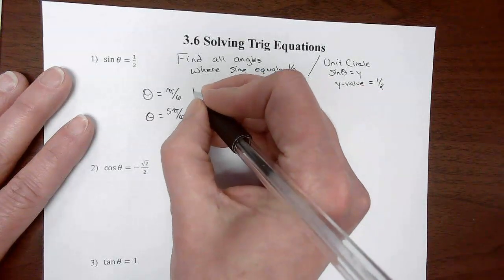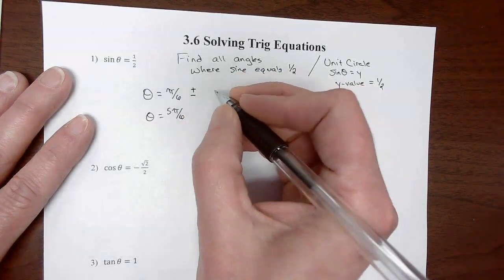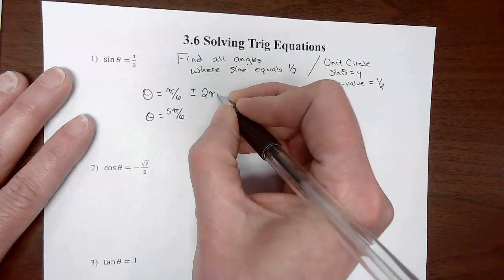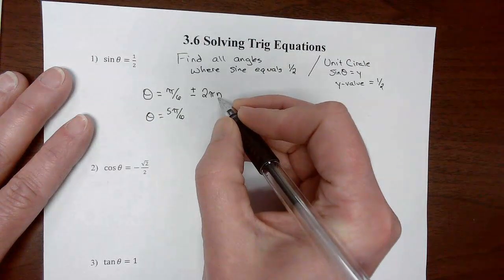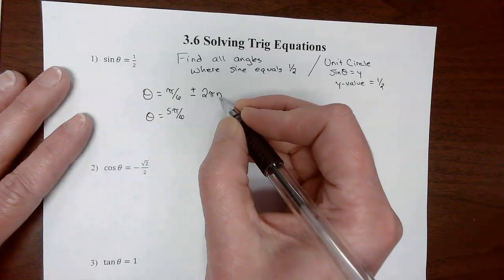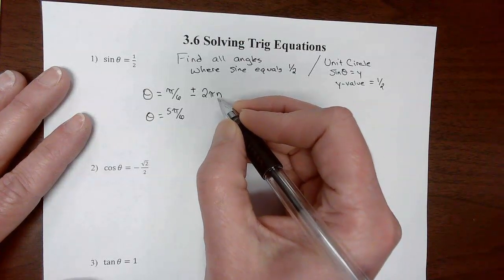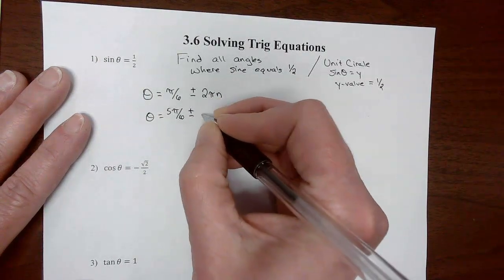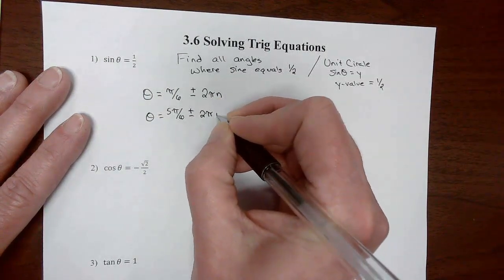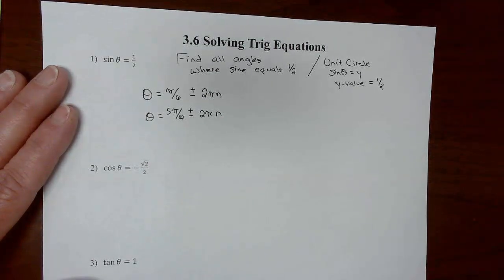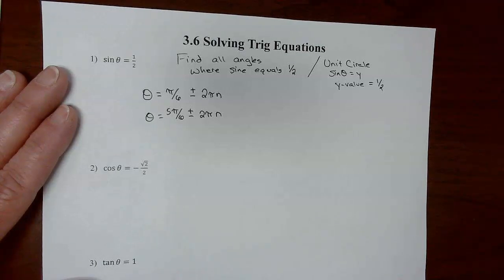So what I'm going to do is tack on a plus or minus 2 pi, and I'm going to put it in there. That means I could go around the circle once, twice, 3 times, 4 times, and so on, and still land at the same spot. So every time I go around the circle, a 2 pi, I land at the same spot. So to get those coterminal angles, we added or subtracted 2 pi.